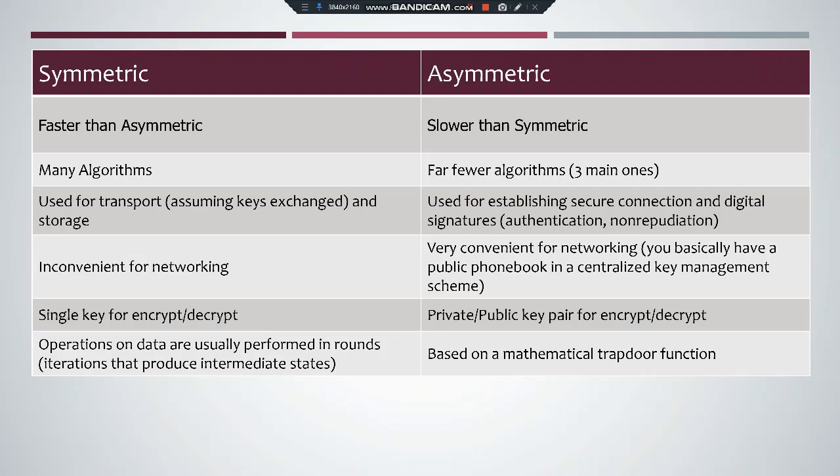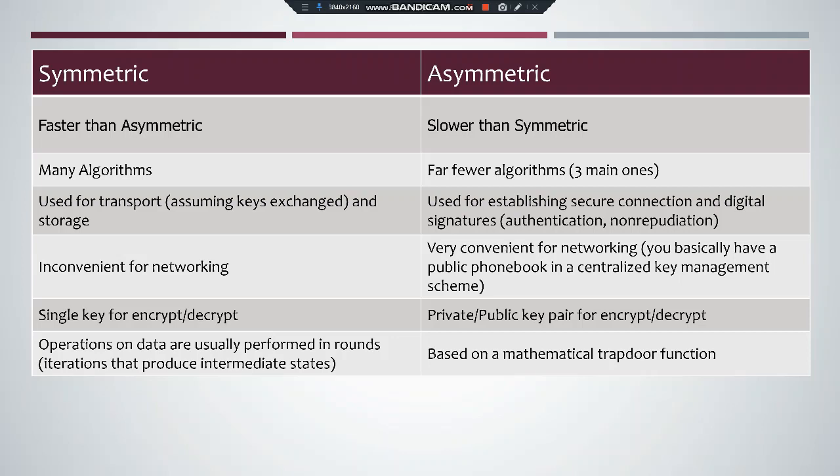And symmetric could also be used for encrypting data at rest, files on the hard drive or the entire hard drive itself. And asymmetric is also used for creating digital signatures in order to authenticate or non-repudiate. Symmetric is inconvenient for networking. You can imagine the explosion of keys that would happen, and this would be very difficult for a key management system. Whereas asymmetric is very convenient, where the public keys act like a public phone book in order to be able to encrypt something with the public key and therefore give it to someone with the private key, and only that person can decrypt.